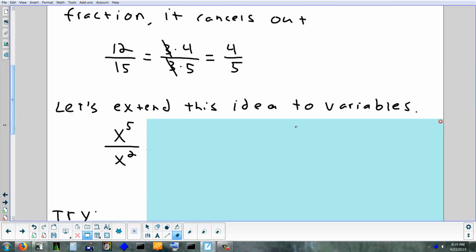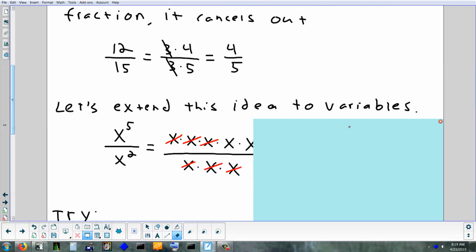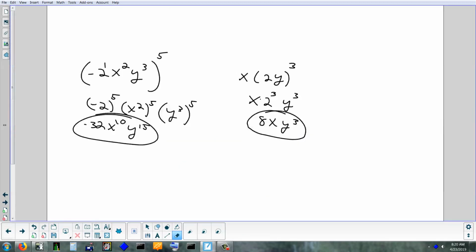Let's look at the same idea now with letters. What does x to the 5th mean? Like if I wanted to write that out the long way. X 5 times. Yeah, and what are you doing 5 times? Multiplying. X times x times x times x times x. What about x squared? Same thing. X times x. So basically you get x times x times x times x times x, and then at the bottom, you get x times x.